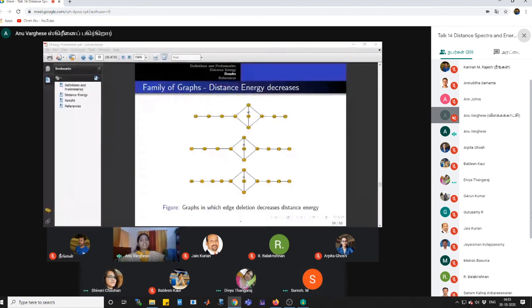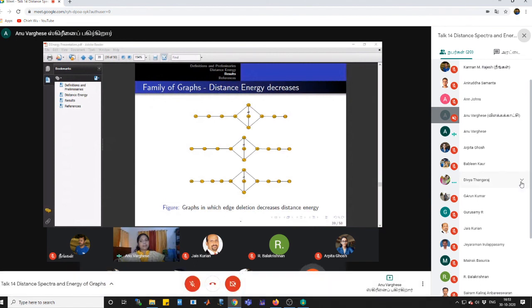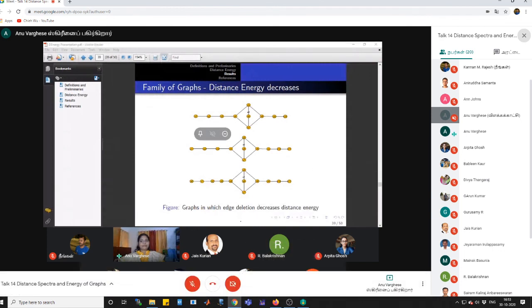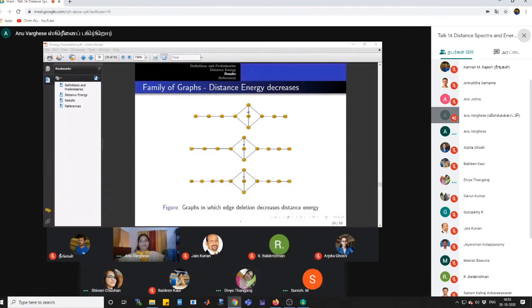Yes, this is true for distance hereditary graphs. It preserves distance if we consider induced subgraphs. Is it clear for you? Yes, ma'am. Thank you. Okay.